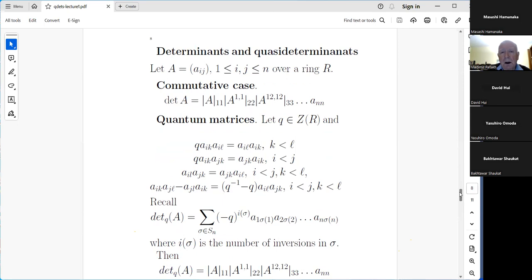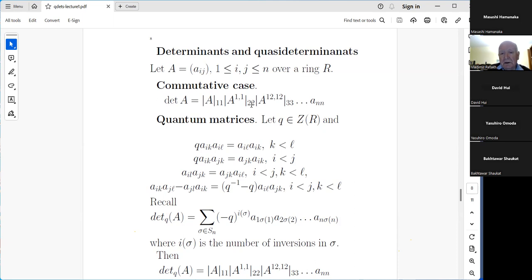Okay, so I start with a commutative case, which is less obvious. What you do is the following. Suppose you take a matrix A with positive determinants of index 1, 1. Then let's remove the first row and the first column. The corner element will be A2,2, and you start your quasi-determinant with this A2,2.